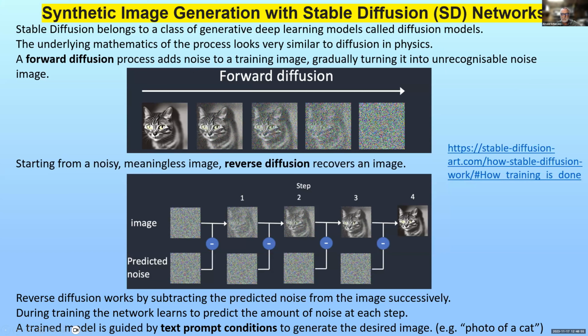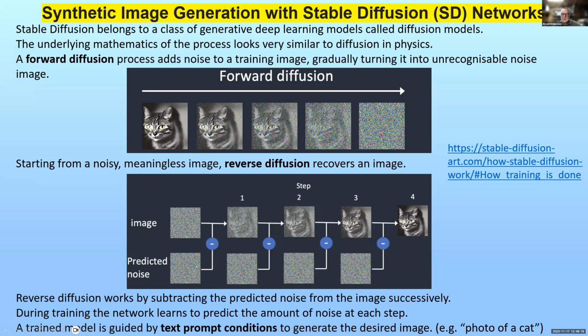This is a cat, and you keep adding more noise until it's unrecognizable. But at the same time, the model learns how much noise was added, right? So that it starts looking at ways of reversing it. And this is the reversal process, reverse diffusion, which recovers the image, and it does it stepwise. So you have iterative processes, stepwise.